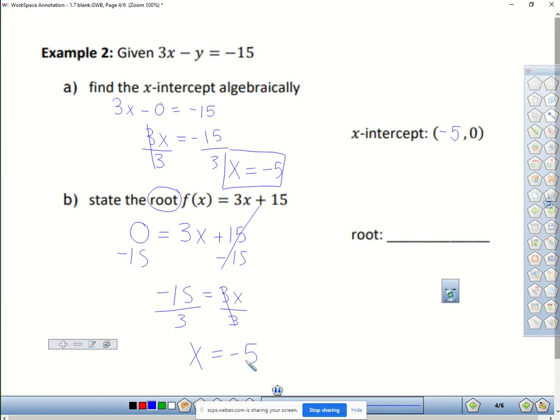And that leaves me with x is equal to negative 5. So our root here would be x equals negative 5. It can also be written in the form of an ordered pair, but you'll often see it like this.